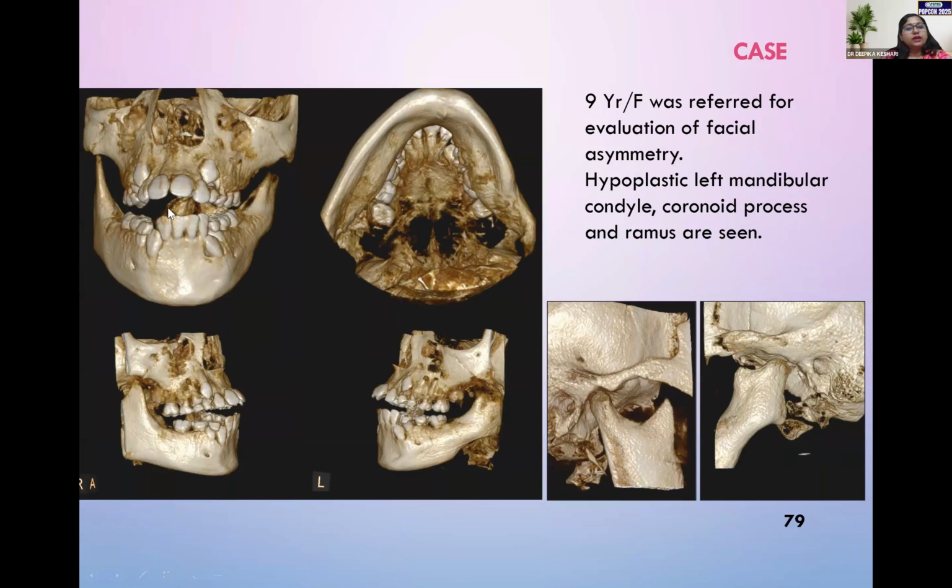Now we have discussed condylar hyperplasia and coronoid hyperplasia. Now we will discuss hypoplasia of the mandibular condyle, coronoid process and the ramus. You can see this is normal, whereas here you can see the hypoplastic changes in this case. So this was leading to facial asymmetry in the patient.